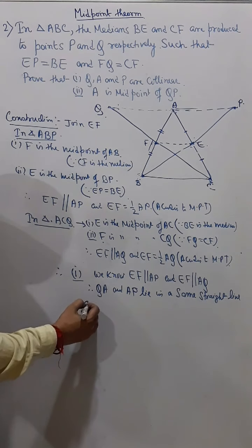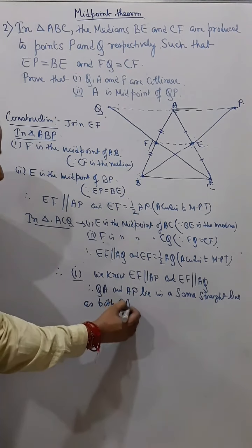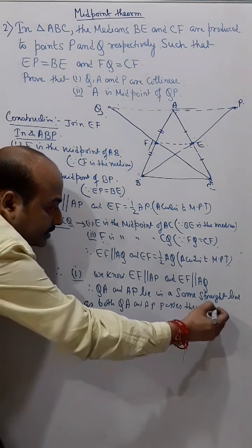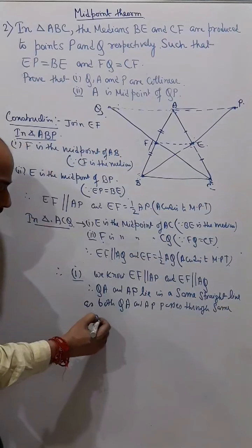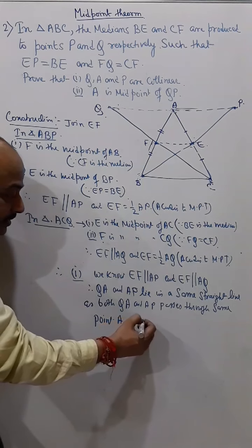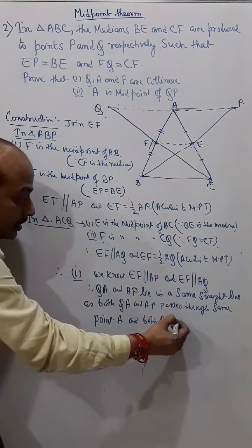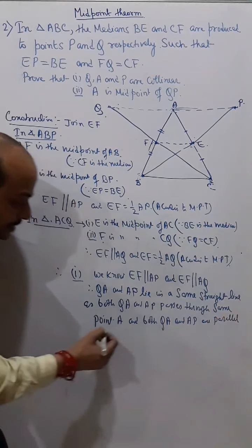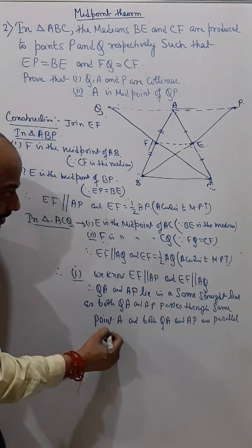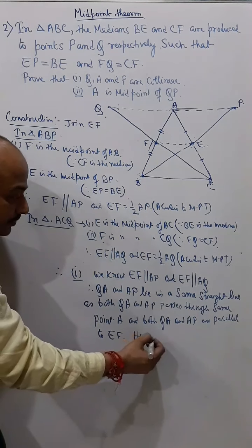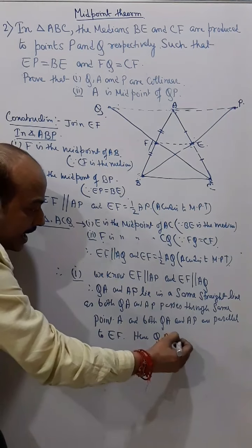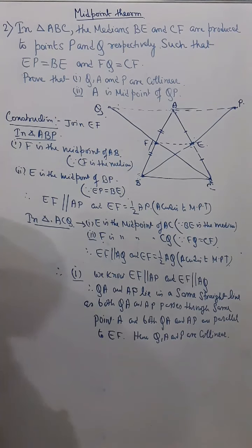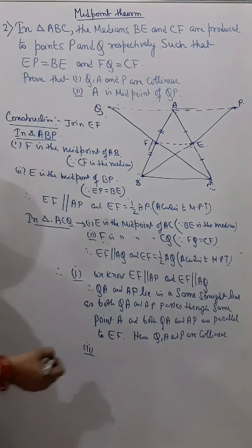So that is the reason we can say that QA and AP lie in the same straight line, as both QA and AP pass through the same point A, and both QA and AP are parallel to EF, and hence we can say that Q, A and P are collinear.